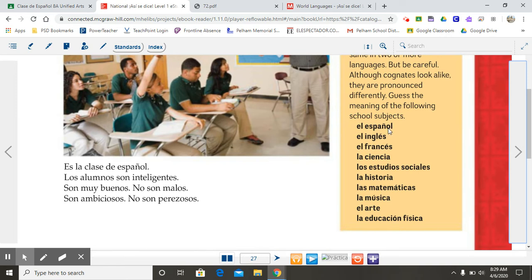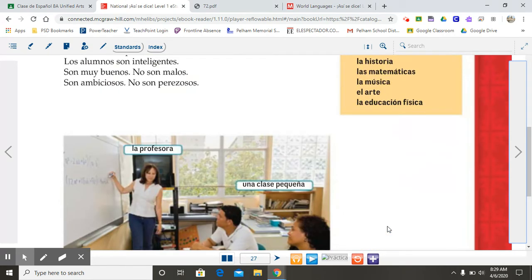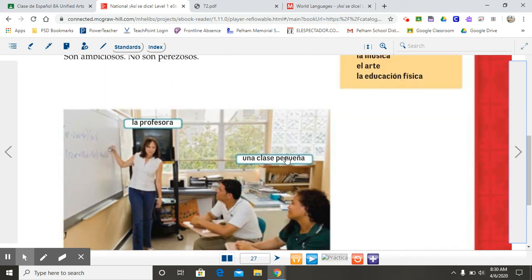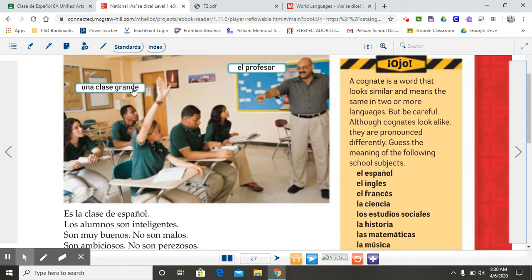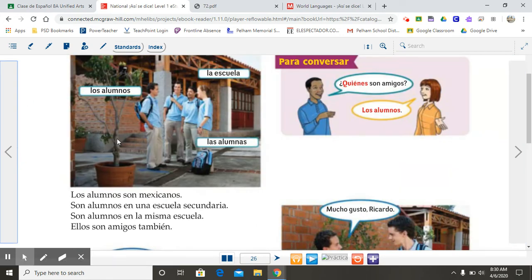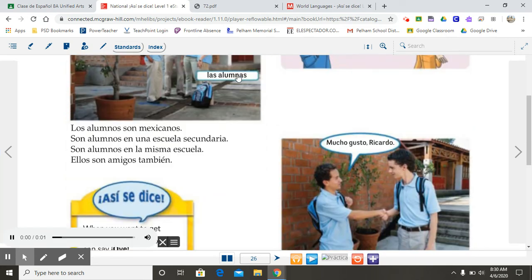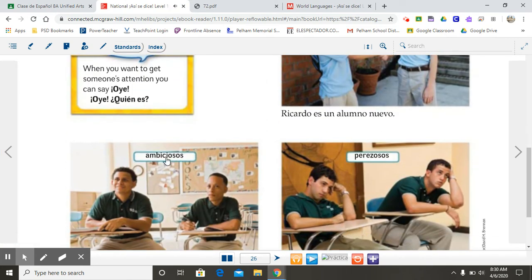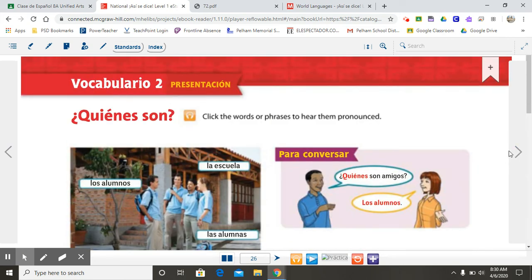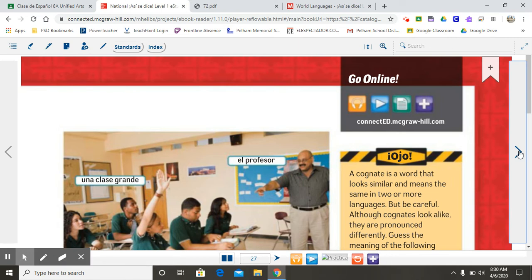Spanish class. This is supposed to be Spanish, English, French, science, social studies, history, math, music, art, and physical education. PE. Okay? Or gym. All right. That was the end of today's lesson. You have this word right here. Only this word. 1, 2, 3, 4, 5, 6, 7, about 8 words. Okay. Hopefully you took down your notes with them. Please study them for tomorrow's formative assessment.